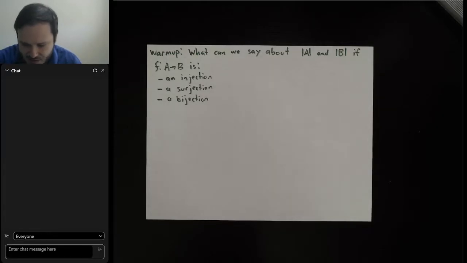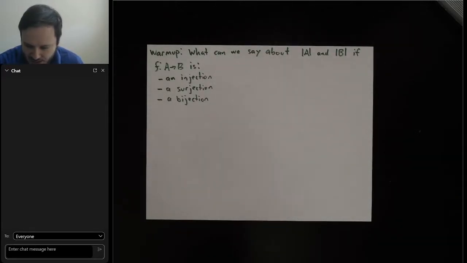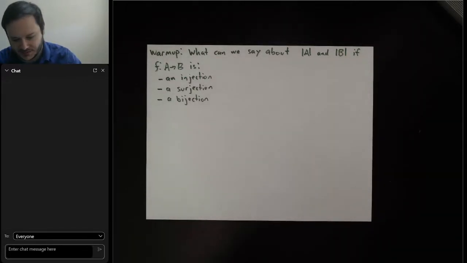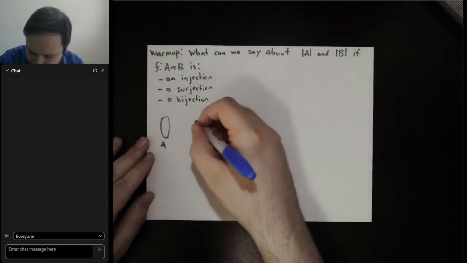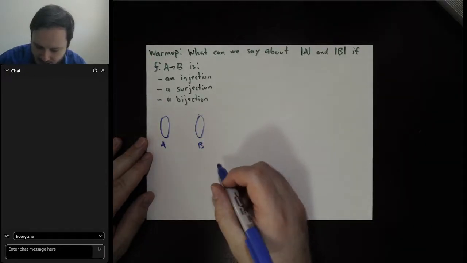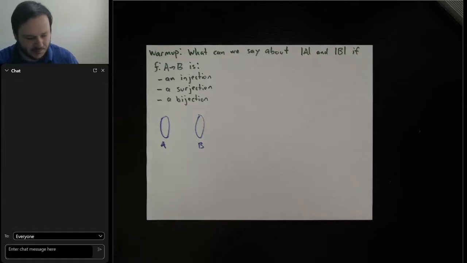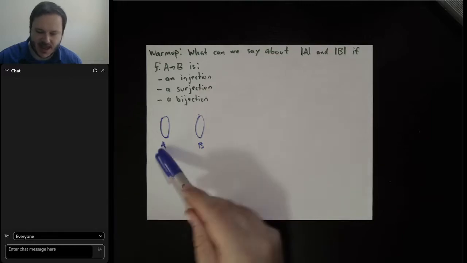So I have a set A and a set B, and a function from A to B, and I want to know what information I get about the sizes of A and B if I know certain things about F. So if I have some things over here, and F is mapping everything from here into here. Remember, injection is the same as one-to-one. What do I learn about the sizes of A and B? How many elements can I fit into A versus B?